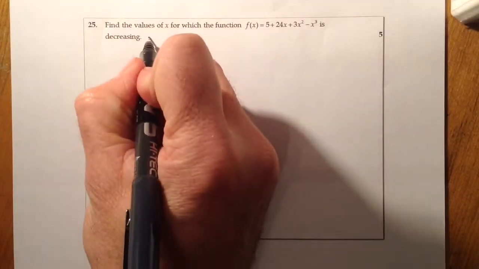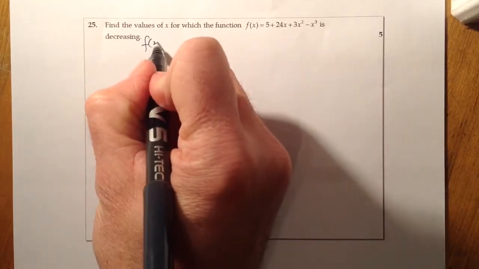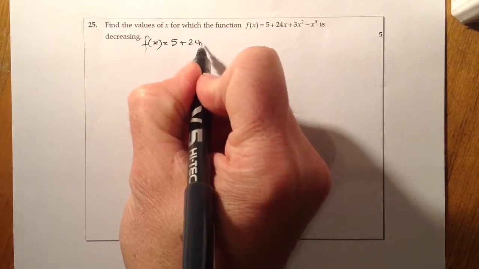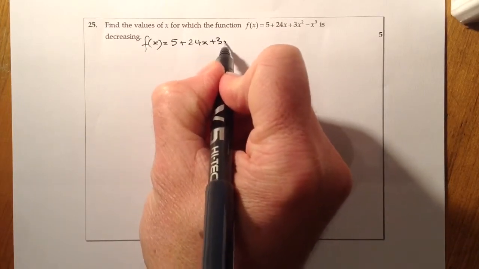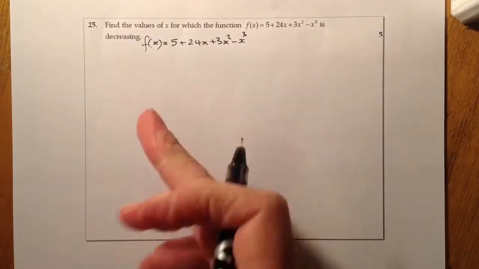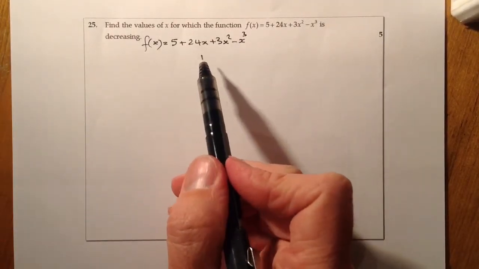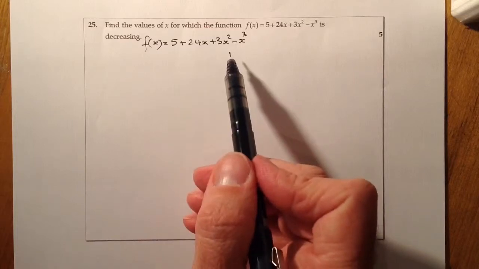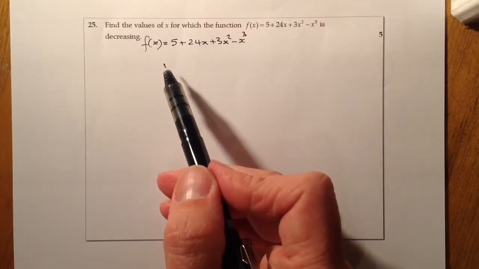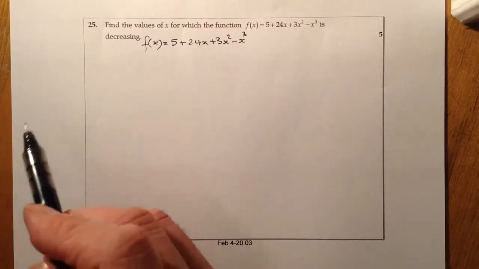So what I'll do first of all, I'll just write down the equation that I'm dealing with, or the function. So it's 5 plus 24x plus 3x squared minus x cubed. Okay, so it's a bit backwards, this equation, but we can still work through in this form. If you really want to, you can set the x cubed term first, but I'm just going to work through it the way it is just now.